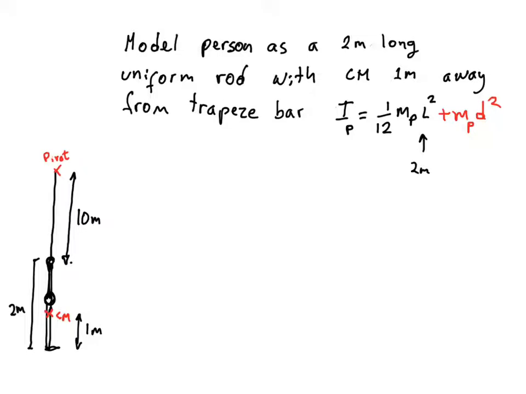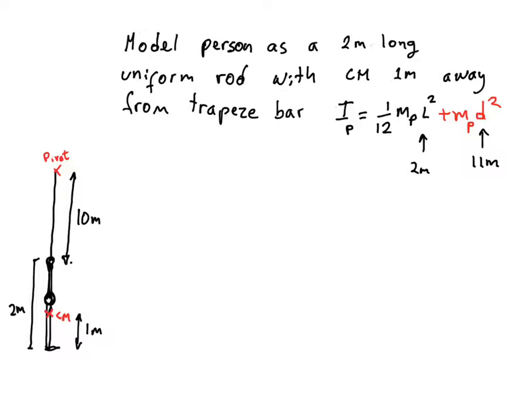So m is the mass of the person in this case, and d is the distance between the center of mass of the object and the pivot or axis of rotation. So we're dealing with the d for the person, and as you can see there, the distance must be 11. It will be 10 meters for the length of the string, and then 1 meter from the trapeze bar to the center of mass of the person.